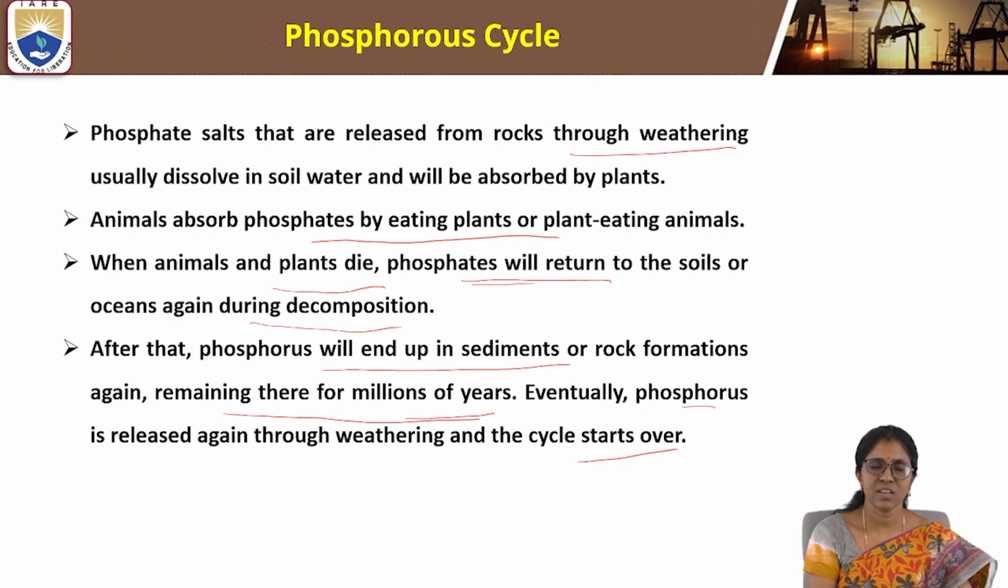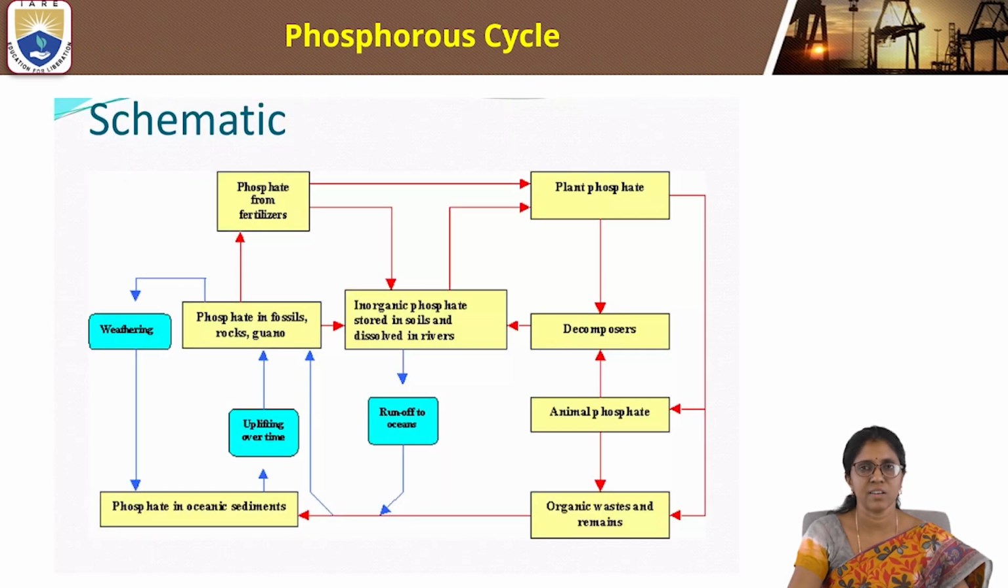In that, phosphate salts are released from rocks through weathering. Usually they are dissolved in soil water or in the ocean, and absorbed by the plants. After that, animals absorb phosphates by eating plants or plant-eating animals. When animals and plants die, the phosphates will return to the soils. After that, the phosphorus will end up in sediments and form rock. After many years, the phosphorus is again released by the weathering process. So this is a phosphorus cycle.